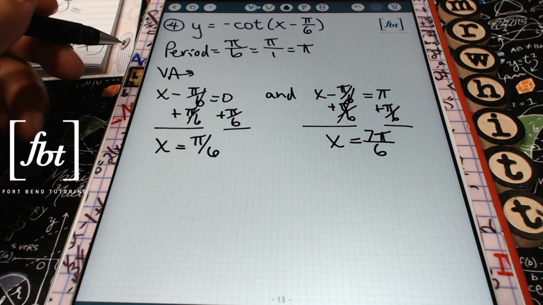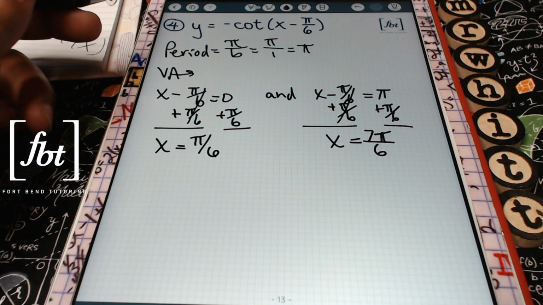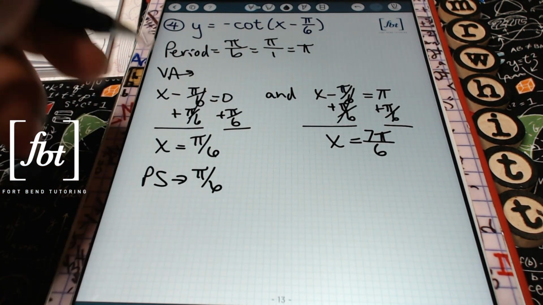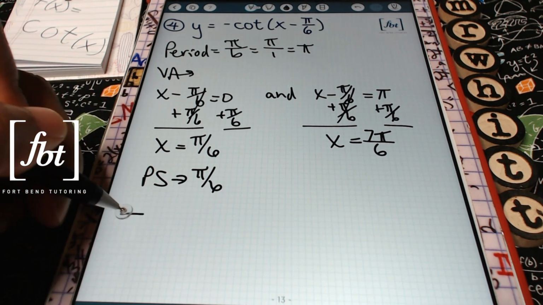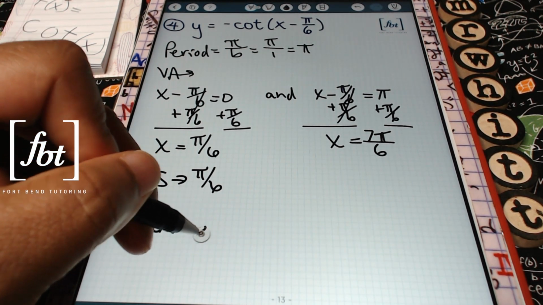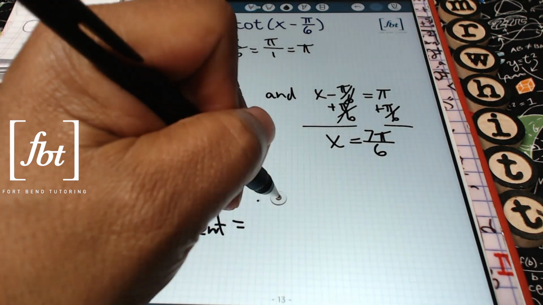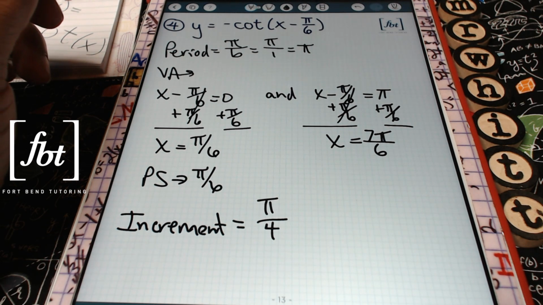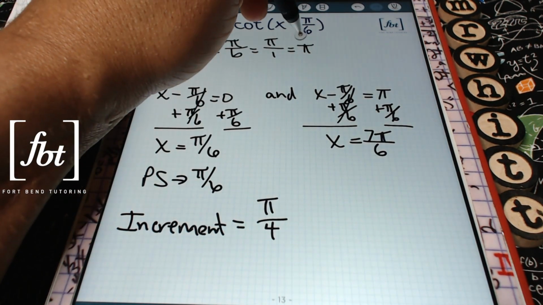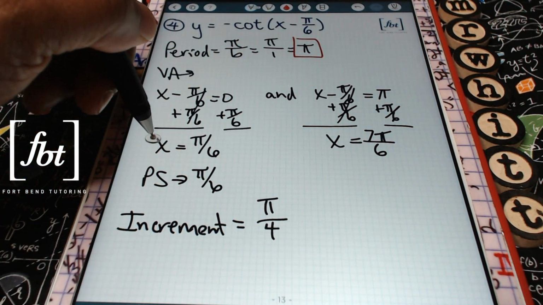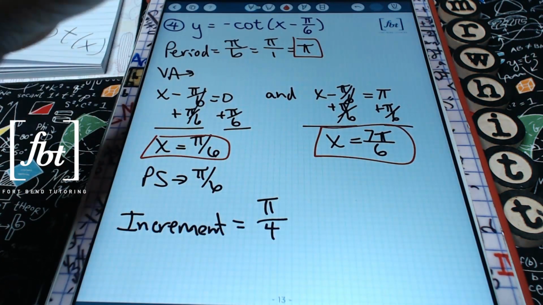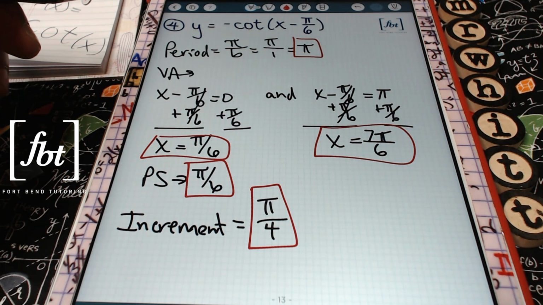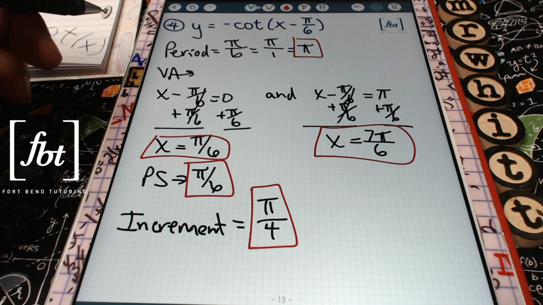Isn't that cute? And now that we have our equations for the vertical asymptote, let's realize that the phase shift is also going to be pi over 6, and that our increments are going to be the result of taking the period, which is pi, and dividing it by 4. So your increments are going to be pi over 4 in length. There you go. Red box it. That's right. So I've got a red box right here. My vertical asymptotes, get both of those in the red box. I'm going to put my phase shift in the red box, and I got my increments in the red box, just like that. Let's go ahead and move on.